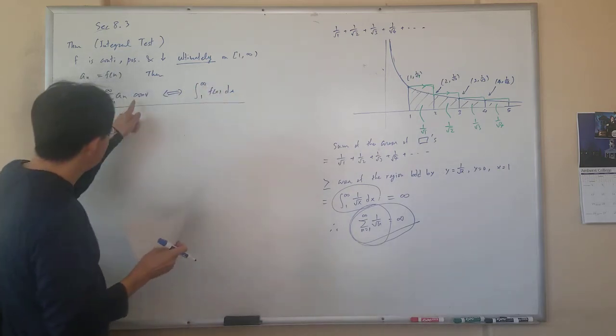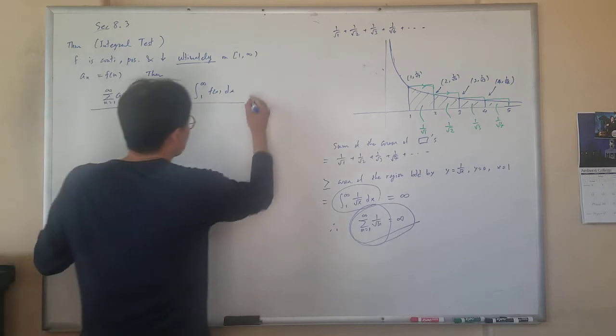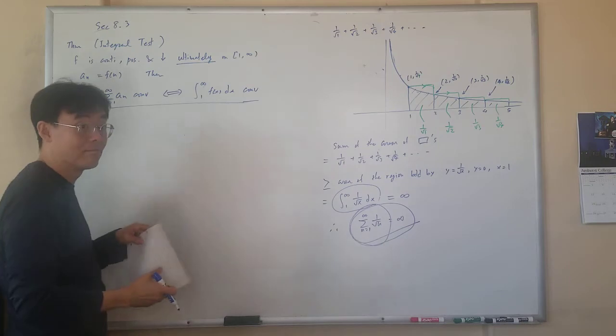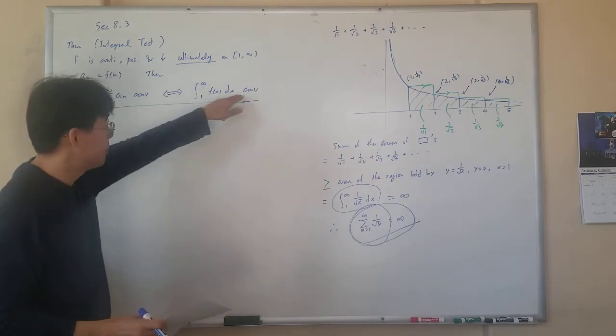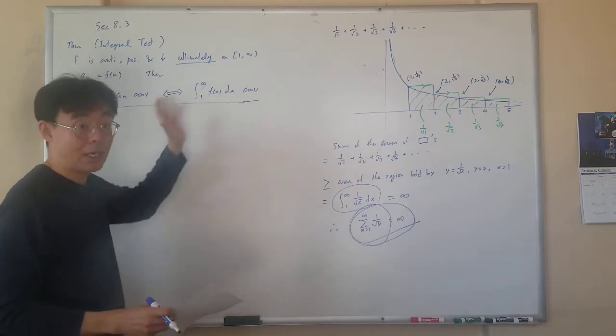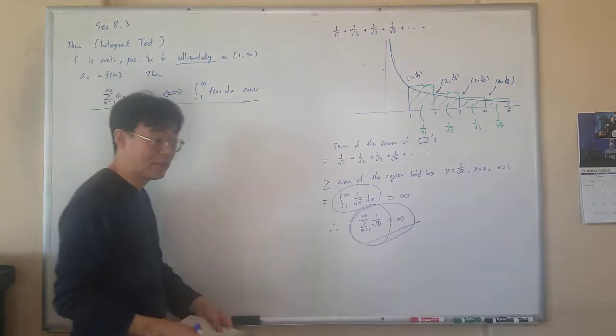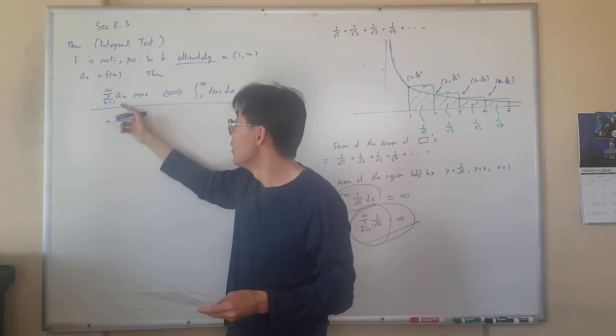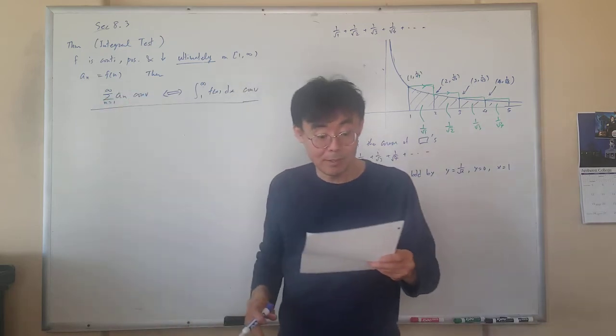So that means if it is convergent, then this is convergent. If it is convergent, this is convergent. If it is divergent, then it must be divergent. Okay? So the contrapositive of this biconditional statement will give you: divergent means divergent, this divergent means this divergent. So they have the same fate. Okay?